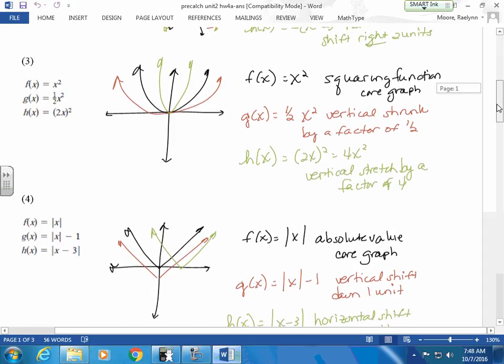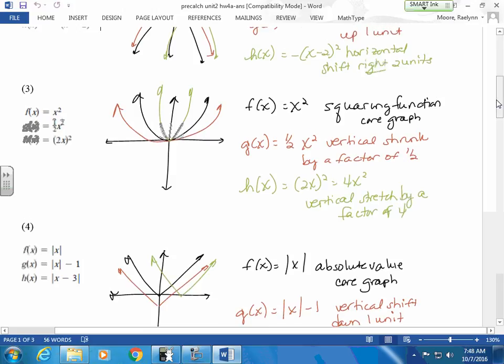Alright. These guys, we're okay with those? Okay, so here's the difference. Did we get a vertical shrink by a factor of 1/2? Did we get a vertical stretch by a factor of 4? Not 2, because the square is outside. 4. This is where they call it a horizontal one, because they put it inside, but it's still a stretch or a shrink, depending on which way you look at it. Well, if it's inside the square, it's a factor of 4.